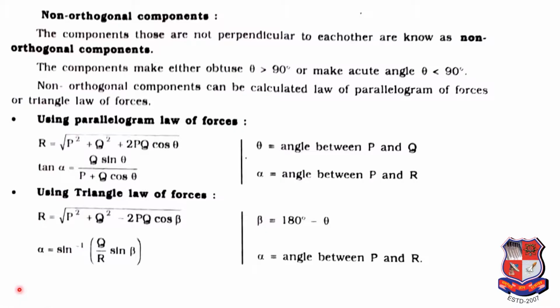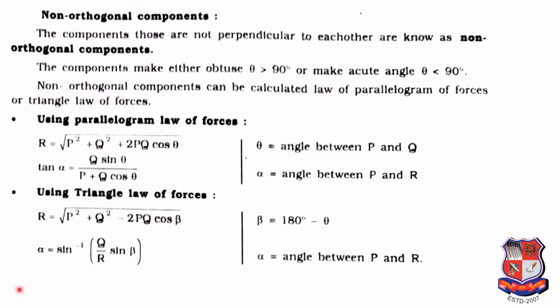So if we go for the non-orthogonal components, then the components that are not perpendicular to each other are known as non-orthogonal components. The components make either an obtuse angle, theta greater than 90 degrees, or an acute angle, theta less than 90 degrees. Non-orthogonal components can be calculated using the law of parallelogram of forces or the triangle law of forces.